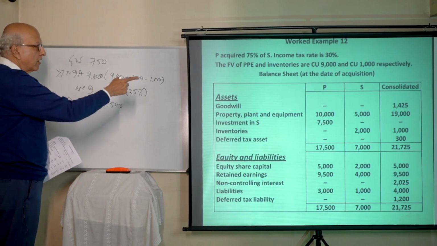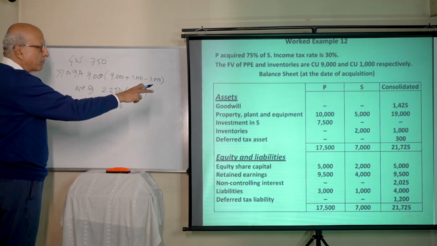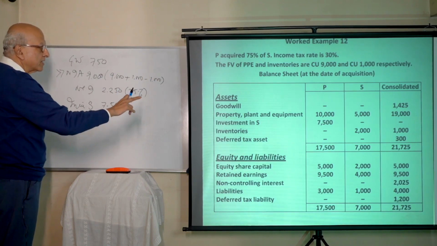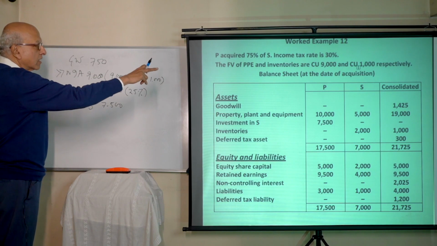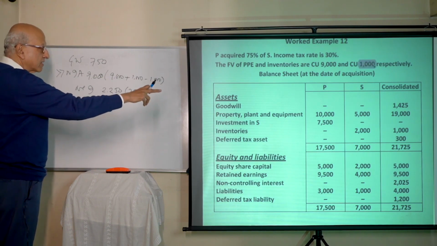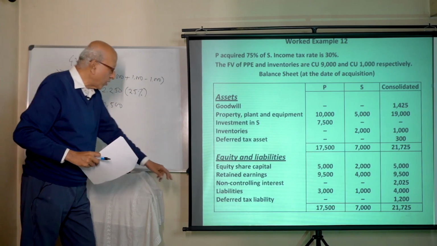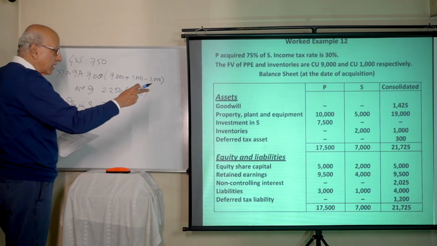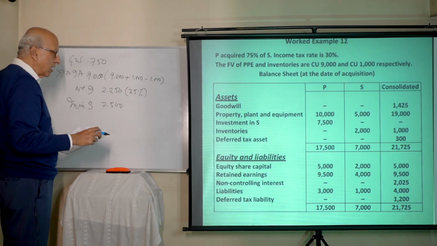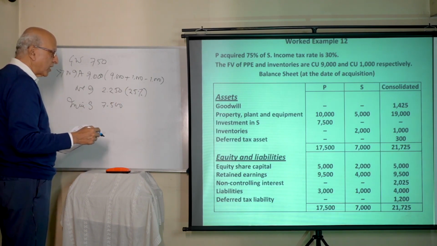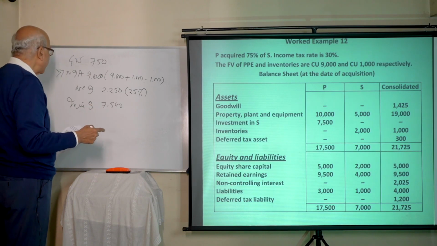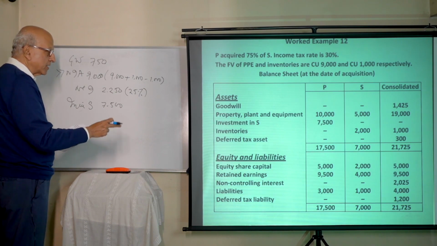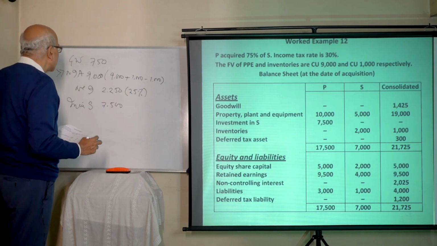Here we need to find out the consolidated balance sheet. First of all is the property, plant and equipment 10,000 plus 9,000, 19,000. Inventories, it is 1,000 given. Deferred tax assets 300 we have worked out. At the bottom, deferred tax liability also we have worked out 1,200. Equity share capital is for the parent 5,000. Retained earnings 9,500 same. Non-controlling interest we need to work out, and liabilities 3,000, 1,000, 4,000.